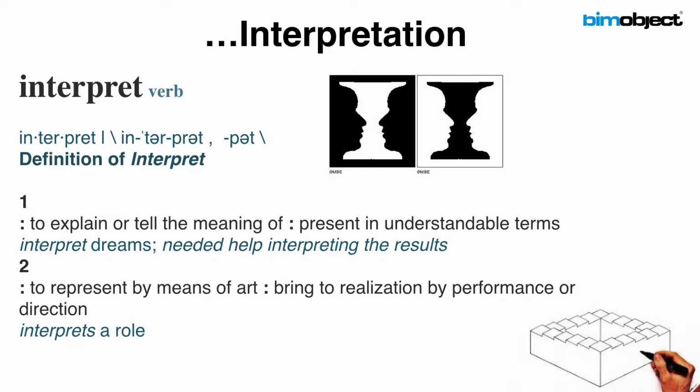And to interpret something means that you've got to explain or tell the meaning. The information's not all there for you. It takes an explanation. And this is the number 2 definition: to represent by means of art. That's exactly what we do, exactly what a blueprint does. It's attempting to represent by means of art, but it requires interpretation. So you have to have an opinion, and we all know everybody has an opinion. So if everybody has an opinion, they're not all going to be the same.